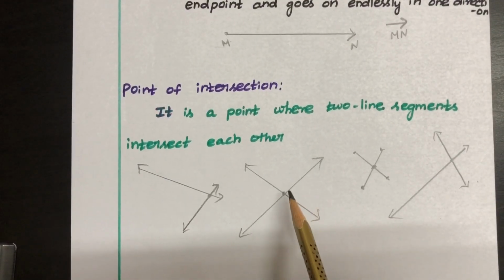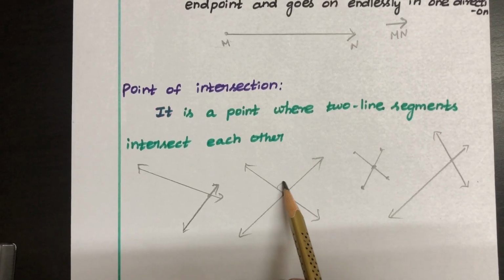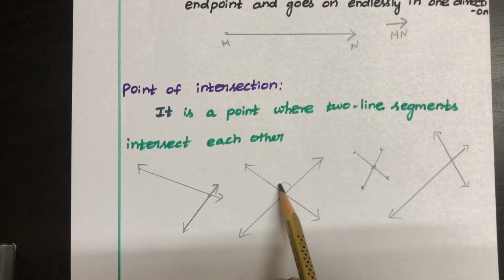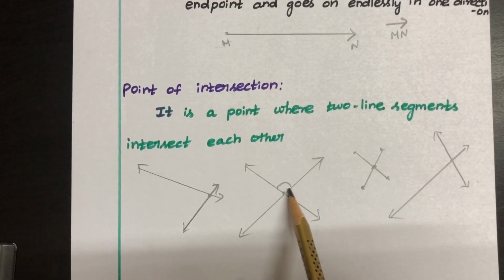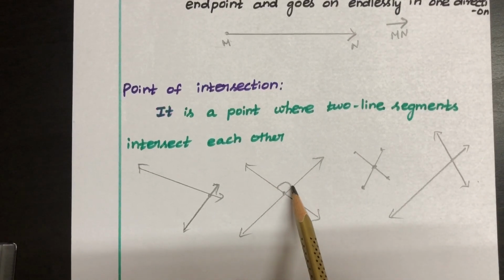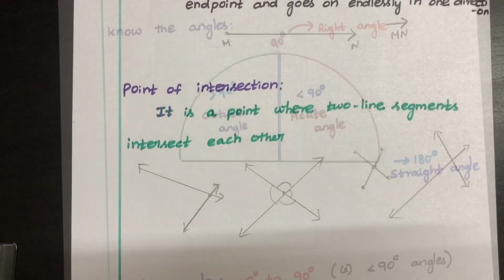What do you mean by angle? Angle means the angle formed in between the meeting point of two line segments or two lines. Wherever two lines meet, their angles will form. So these are all angles. We will see this in detail.